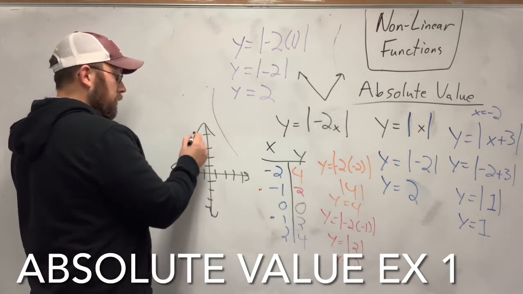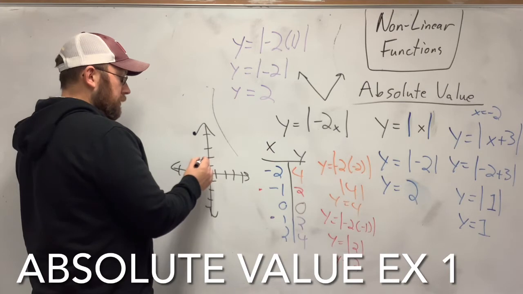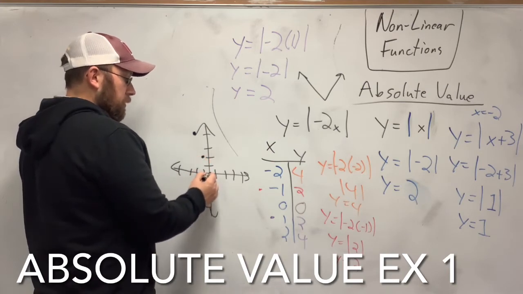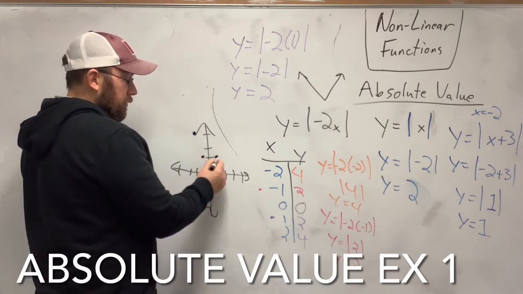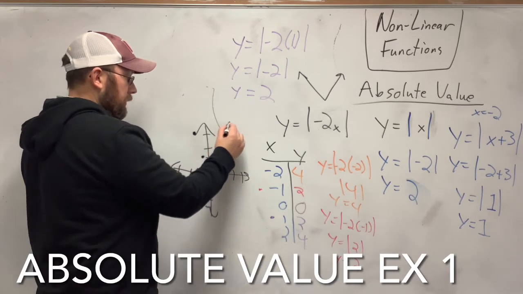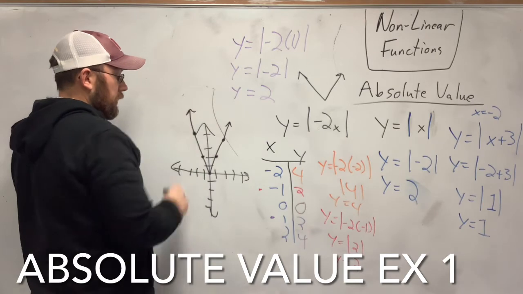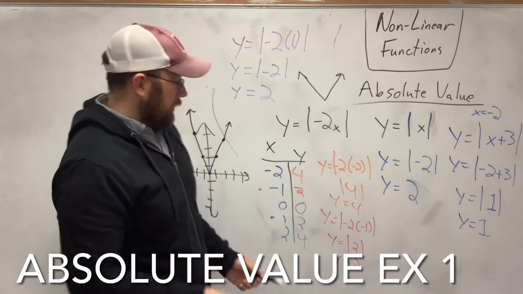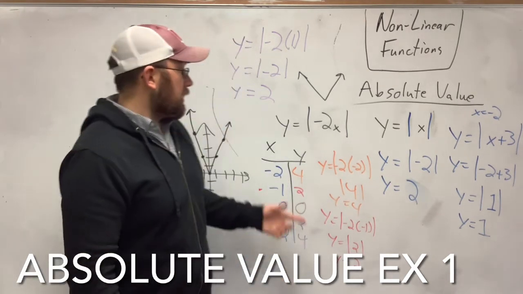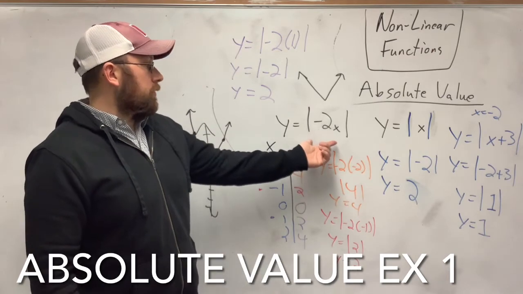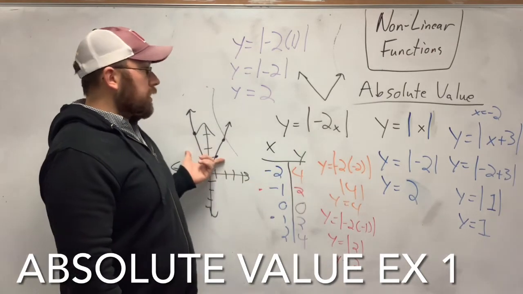-2, 4, -1, 2, 0, 0, 1, 2, 2, 4. There you go. And that is how you graph an absolute value function. Is it linear? No.